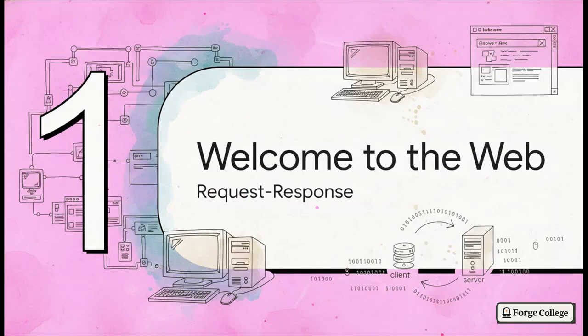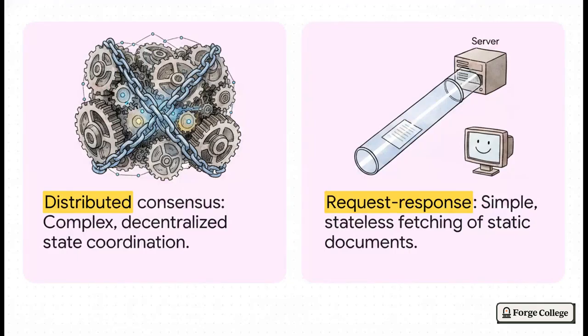Welcome to the early web, from consensus to request response. To properly set the stage here, we really need to completely reset our technical baseline. Forget about smart contracts and global state for a minute. On one side of the architectural spectrum, we have the distributed consensus you just spent weeks studying. It's complex, it requires decentralized state coordination, and the network constantly has to balance safety and liveness.